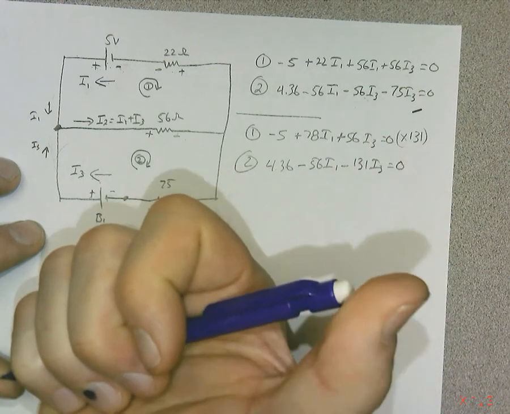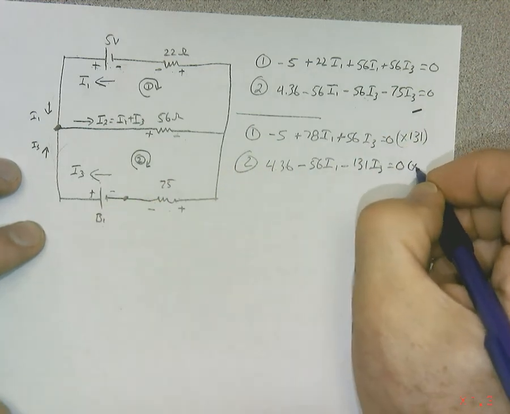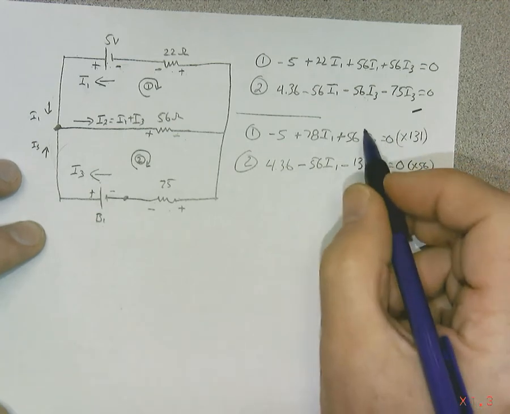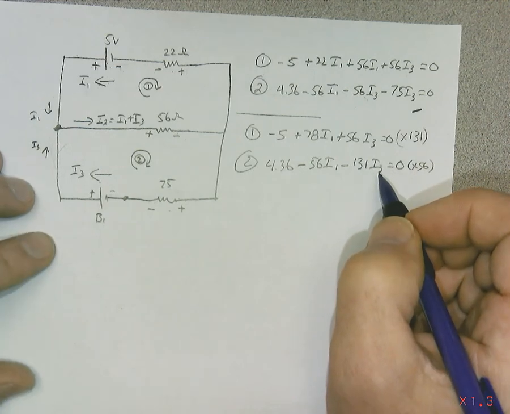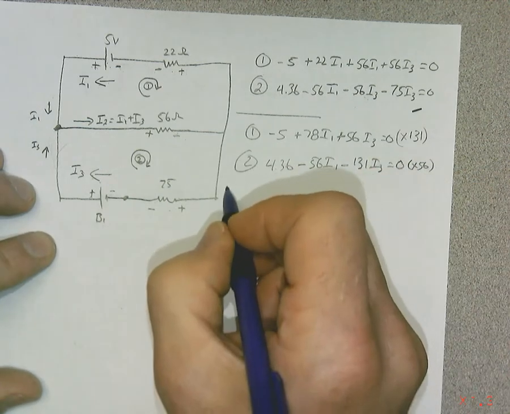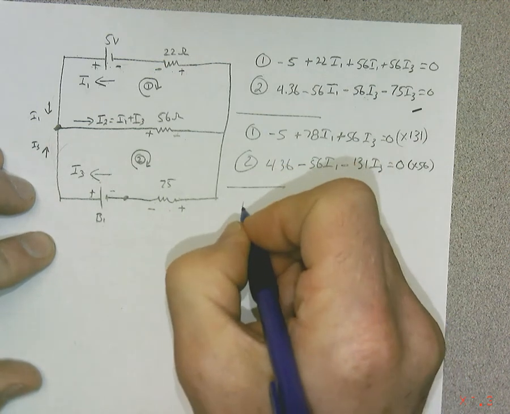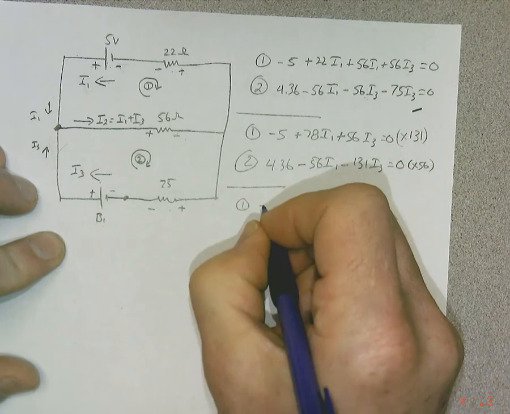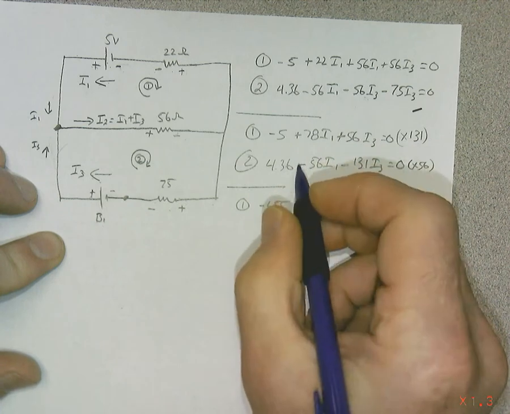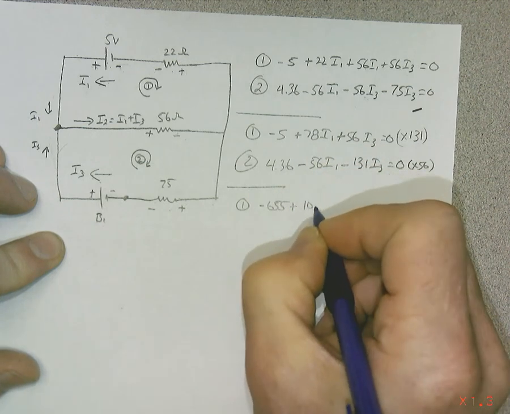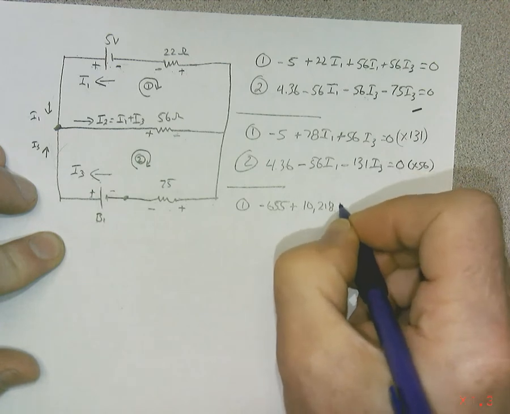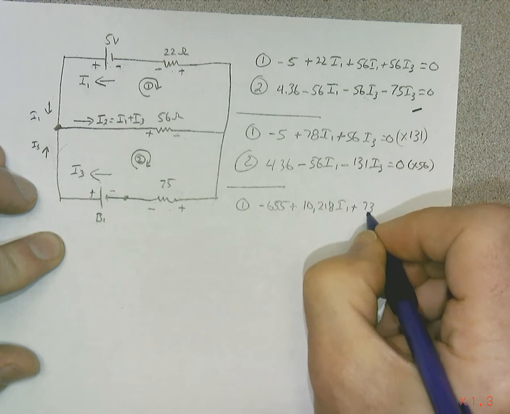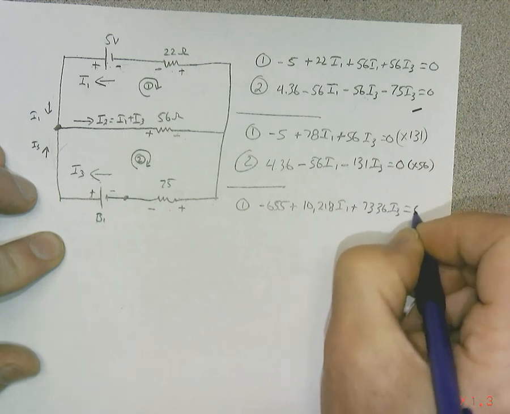On this one, I'm going to multiply it by 56. By doing that, it'll make I3 go away. So let's go ahead and do that. So I'm going to rewrite the equations again. Yes, you have to do this. There's no shortcut. When I multiply this by 131, I'm going to get minus 655 plus 10,218 I1. Kind of a pain. And then I'm going to get plus 7336 I3 is equal to 0.